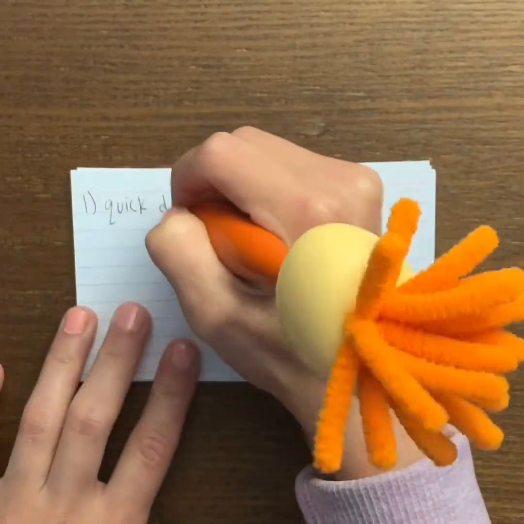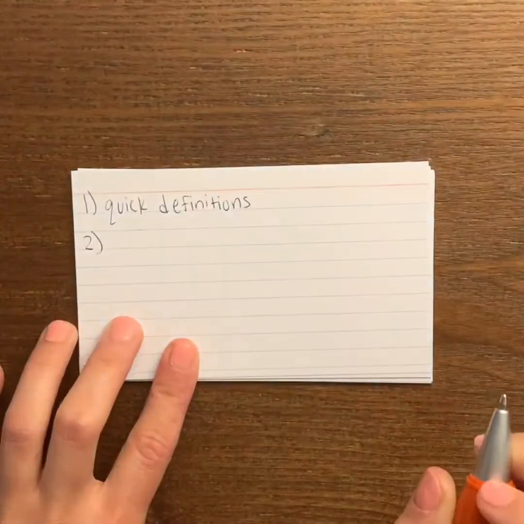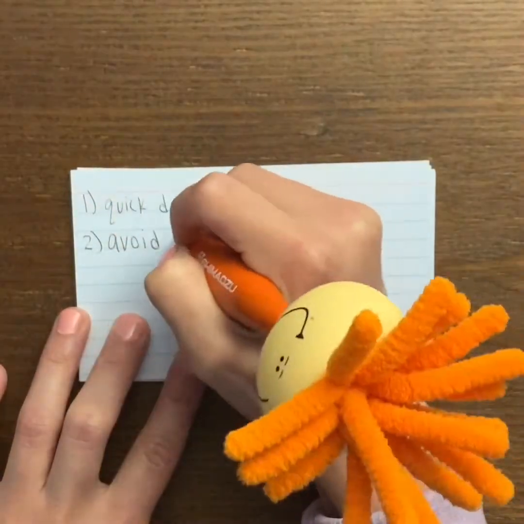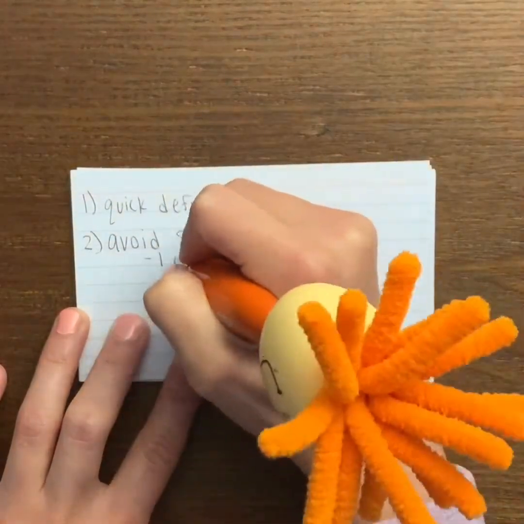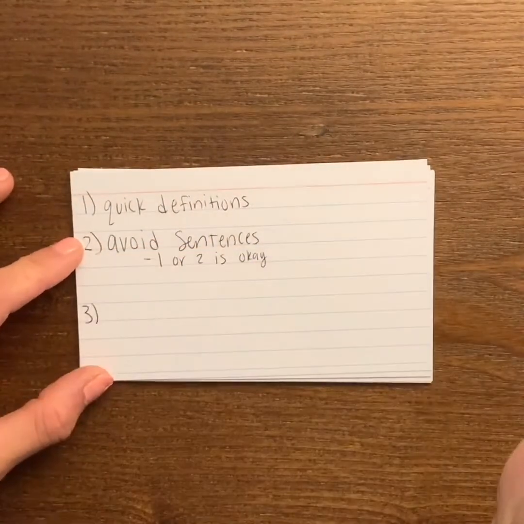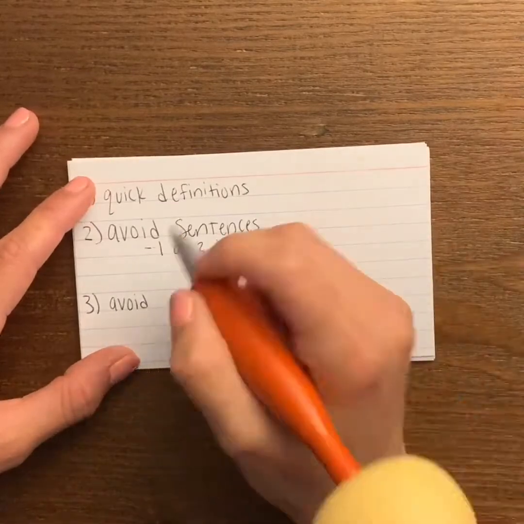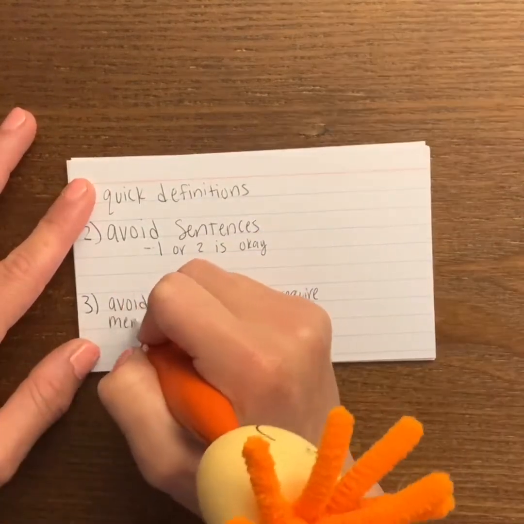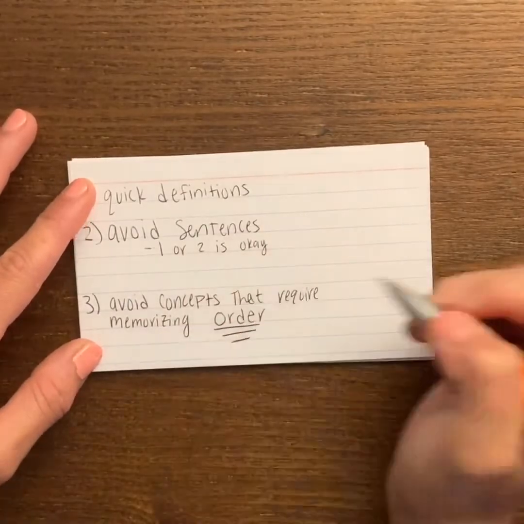So because flashcards are limited to recall, the first general rule to follow is quick definitions. You want to be able to sift through flashcards quickly, hence the name. Along the same lines, you want to avoid sentences and make definitions as concise as possible. Lastly, you want to avoid putting concepts on flashcards that require knowing order.